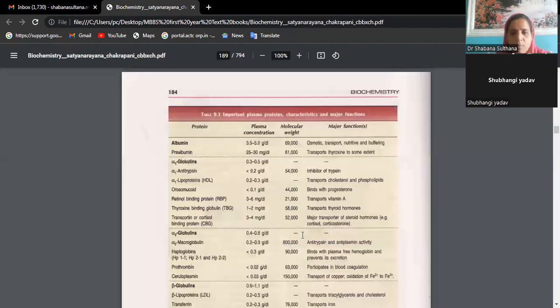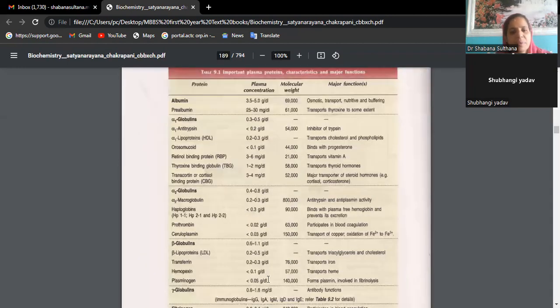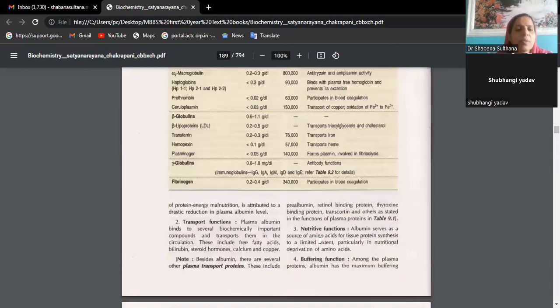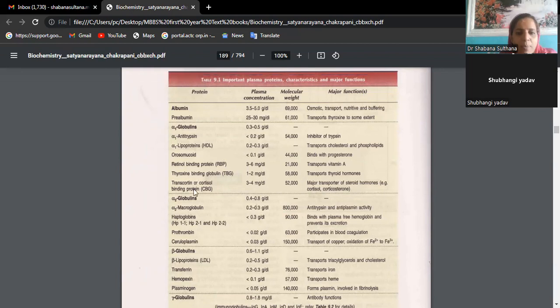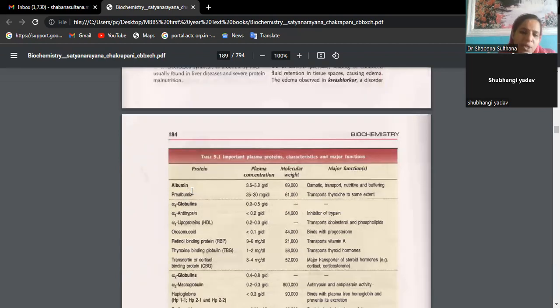In this chapter, what you should remember is this table. Try to memorize this table, that too, not everything. I'll tell you what to study. Here we are given the list of the names of proteins, and here we are given the functions. So functions of plasma proteins is a usual question. Suppose it is albumin, its inactive form is called pre-albumin. Remember the plasma concentration of albumin because it itself can come as a 3 marks question. 3 to 5 grams per deciliter. Don't remember molecular weight. Function, osmotic transport.